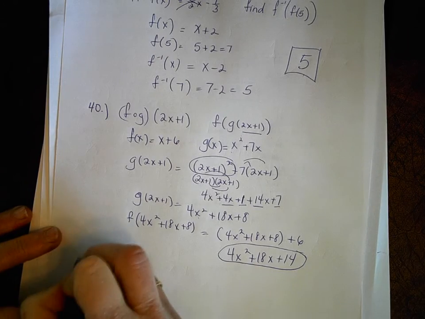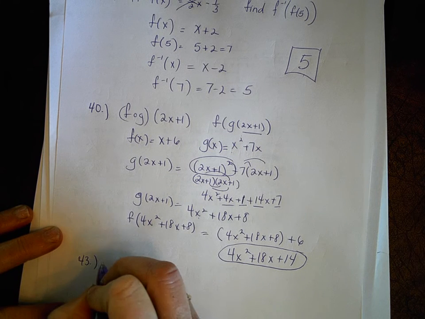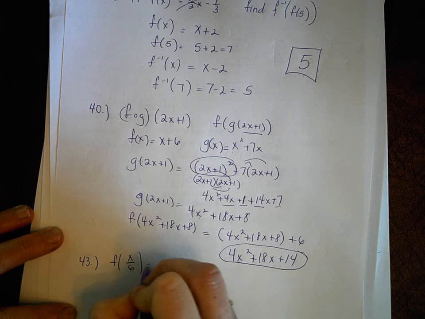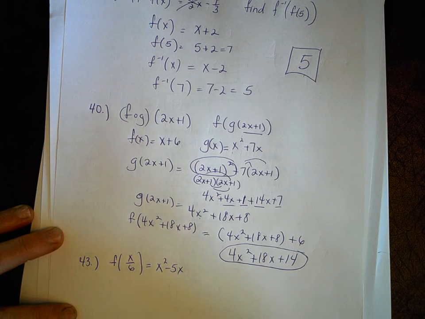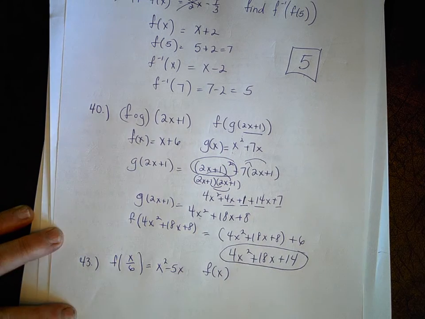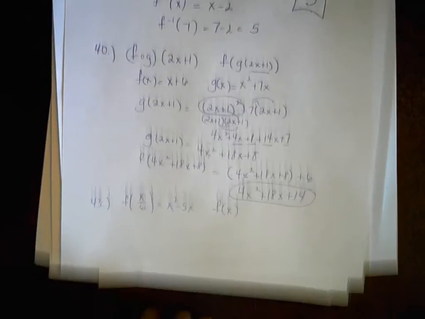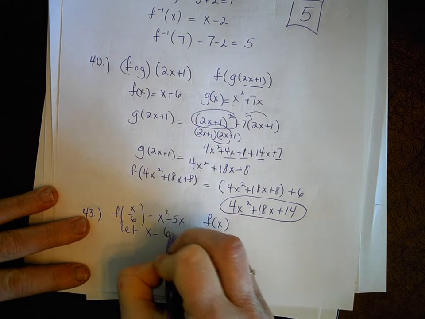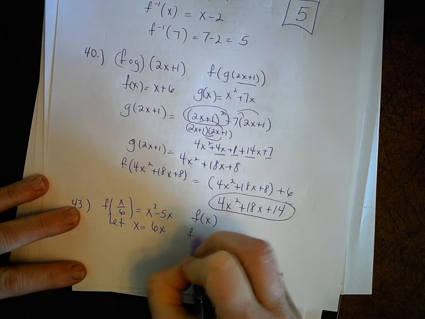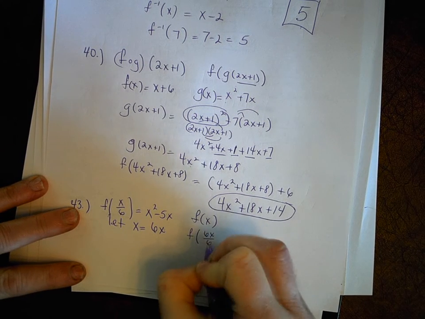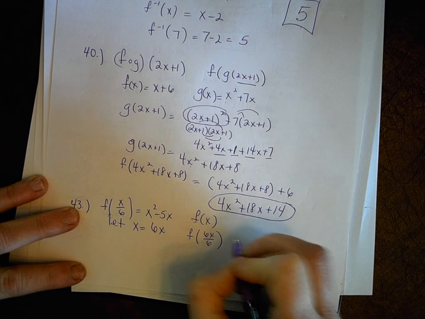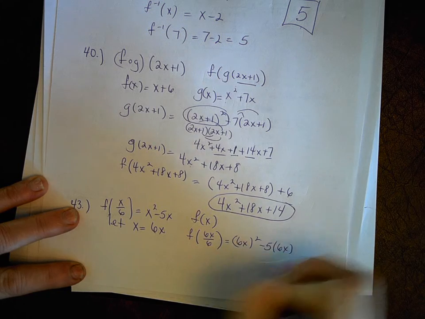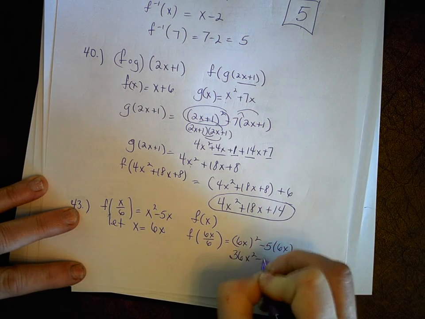I'm going to talk about number 43. Okay, so you're given that f of x over 6 is equal to x squared minus 5x. You have to go backwards and find f of x. To do that, you have to let x equal the opposite of that, which would be 6 times x. And so you're going to find f of 6x over 6. So everywhere there's an x, you're going to put 6x: 6x squared minus 5 times 6x. So you get 36x squared minus 30x.